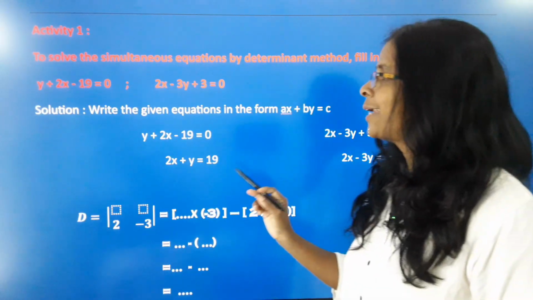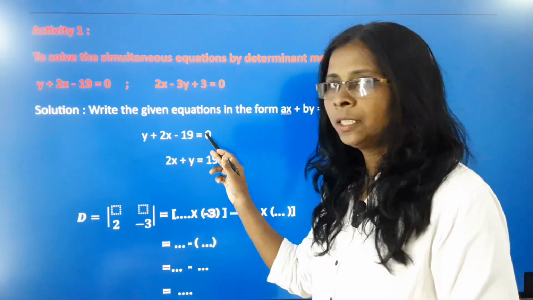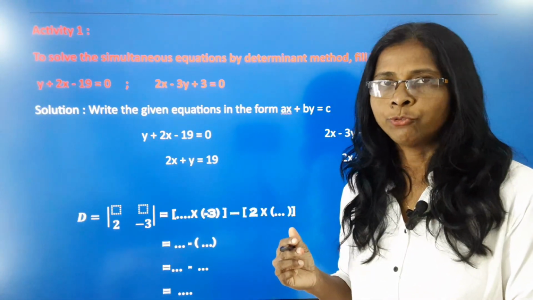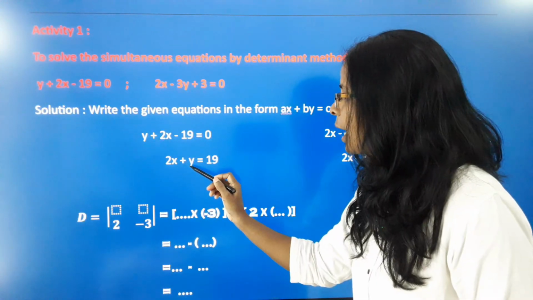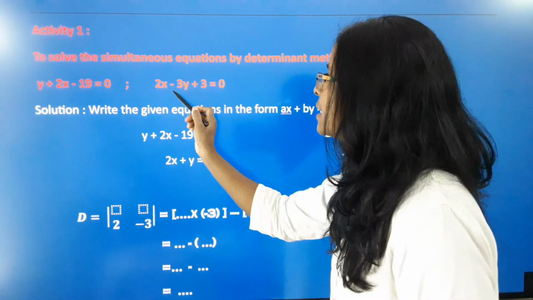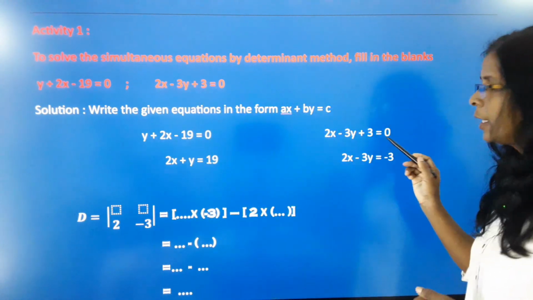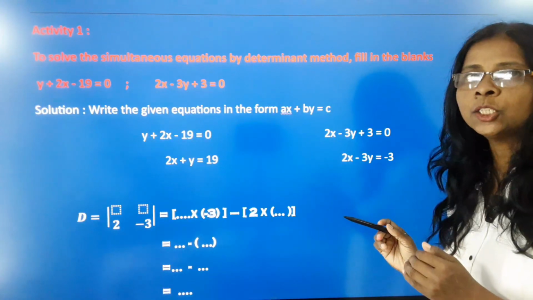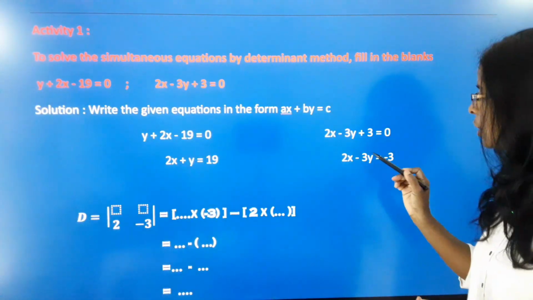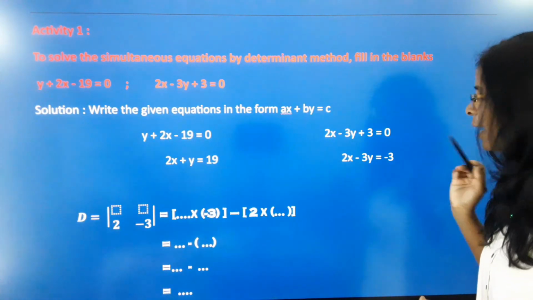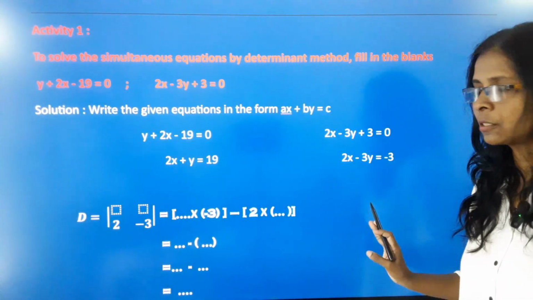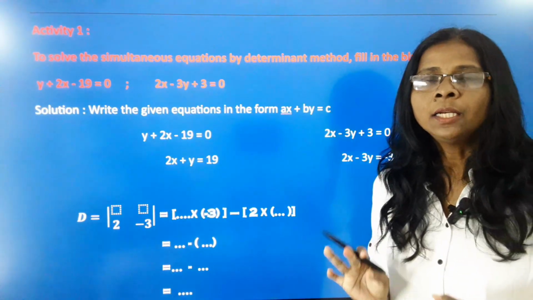So here let us write the first equation as it is and then convert it into ax plus by is equal to c form. So 2x plus y is equal to 19. Okay, and then the second equation 2x minus 3y plus 3 is equal to 0. Write it down as it is and then convert it into the form ax plus by is equal to c. So here 2x minus 3y is equal to minus 3.